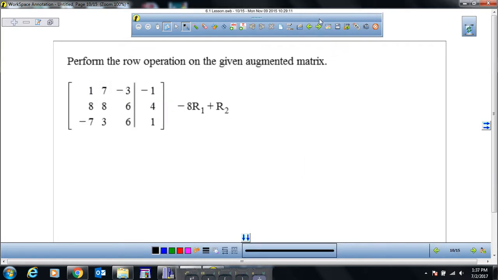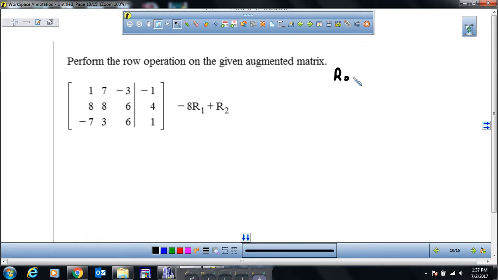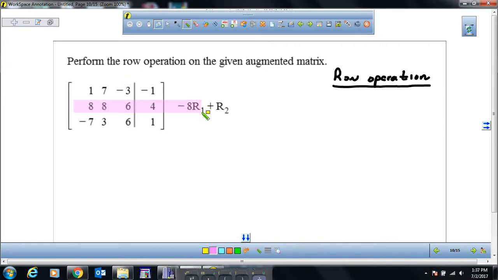Let's do one more row operation. The next row operation that they want us to do is this. It's for the middle row. What they want me to do is this operation, negative 8 R1 plus R2. And we're going to use that operation to change the values of this middle row, which is where this is pointing. It is pointing to the middle row. So that's the only modification we're going to do.